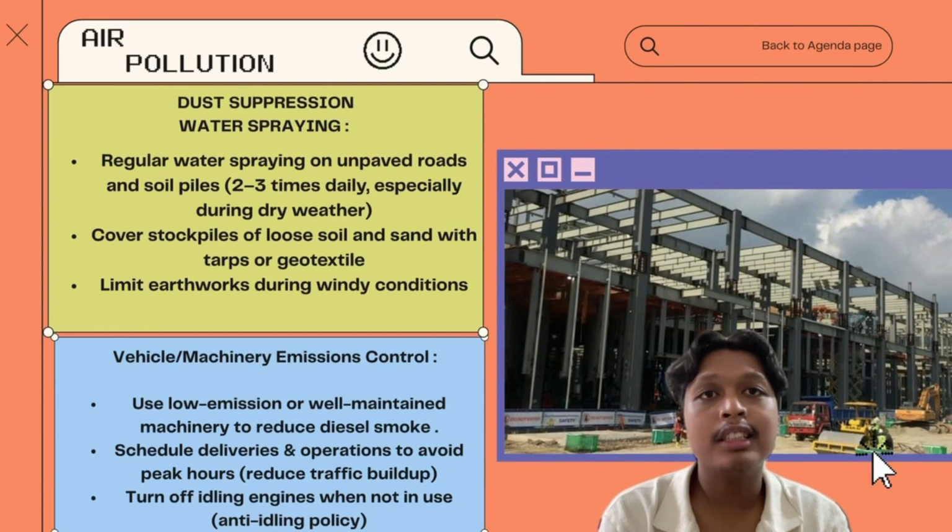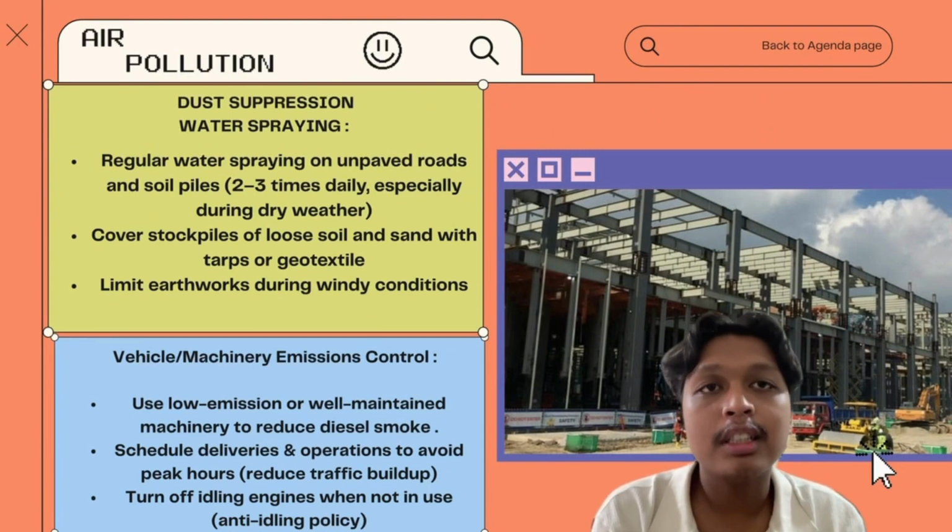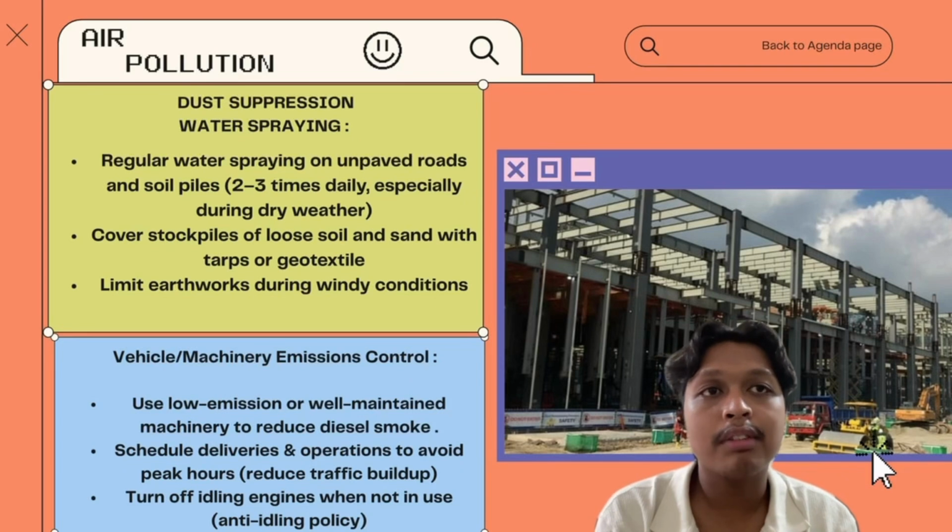Lastly, idling engines should be turned off when not in use. This simple anti-idling policy helps reduce fuel waste and emissions. These actions are not only practical but also cost-effective. They help reduce air pollution significantly, creating a safer and healthier environment for both workers and surrounding communities.